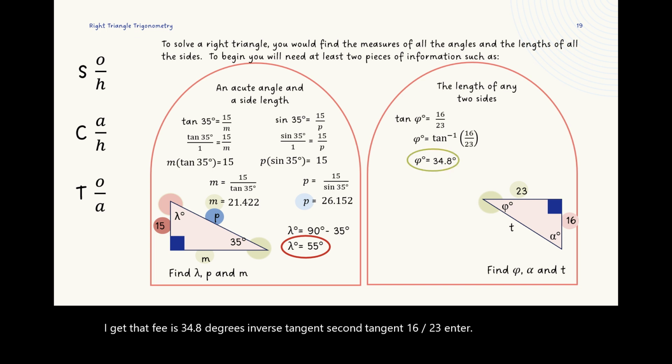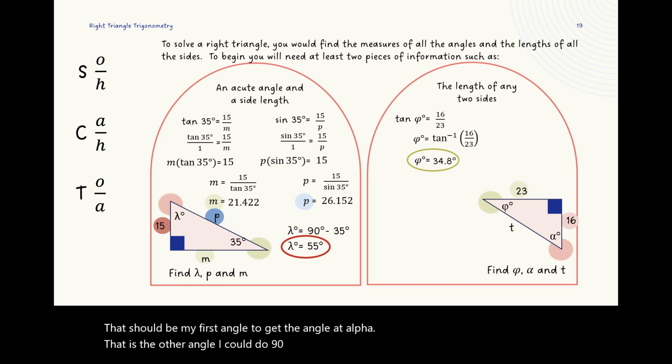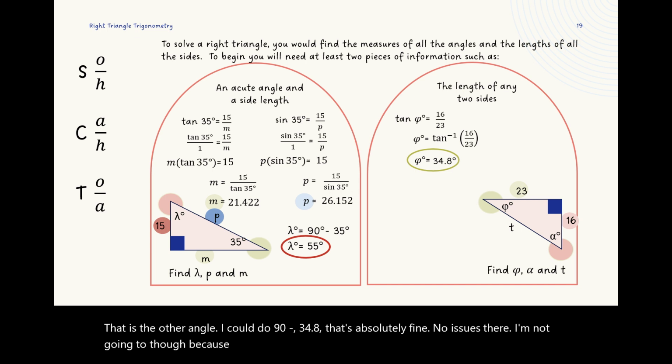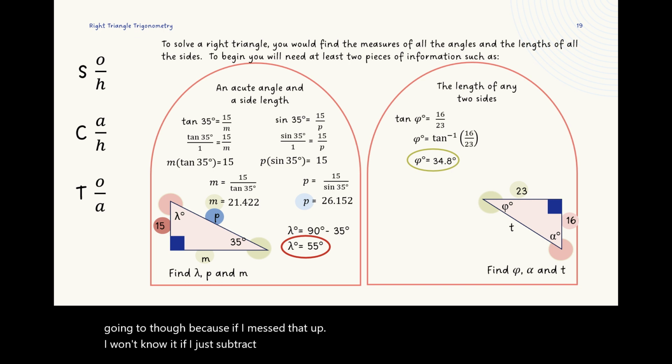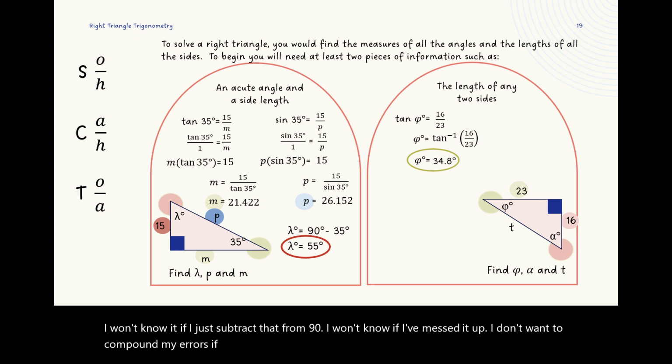That should be my first angle. To get the angle at alpha, the other angle, I could do 90 minus 34.8. That's absolutely fine. No issues there. I'm not going to, though, because if I messed that up, I won't know it. If I just subtract that from 90, I won't know if I've messed it up. I don't want to compound my errors if I don't have to.